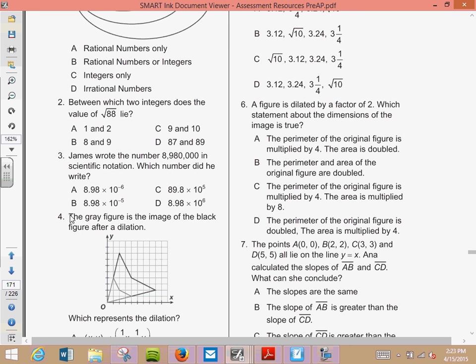All right. This one is the word problem that I told you about, where you will not see a picture. You have to actually understand the rules of dilation. A figure is dilated by a factor of 2. What do I know so far? It's expanding, right? Because we're using a whole number that is bigger than 1. Which statement about the dimensions of the image is true? First of all, before I move on, if I have a scale factor of 2, what does that mean about my image, besides that it's expanding? It doubles, right? You multiply every side by 2.